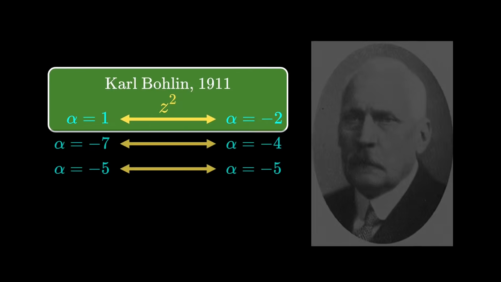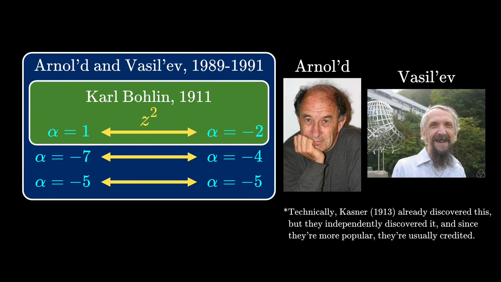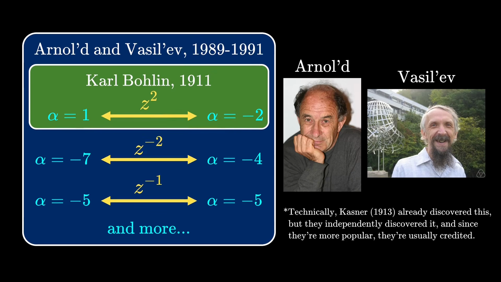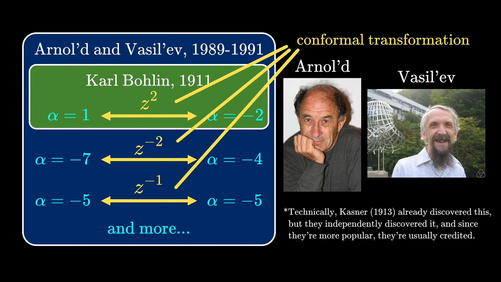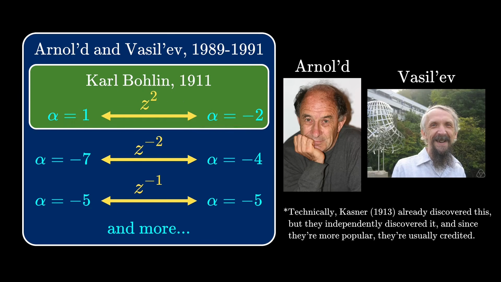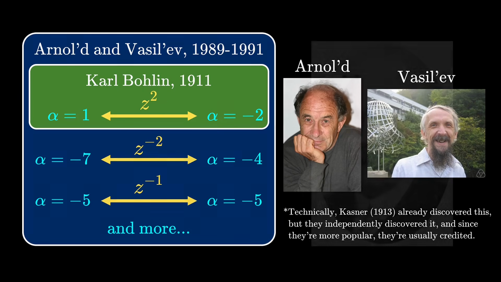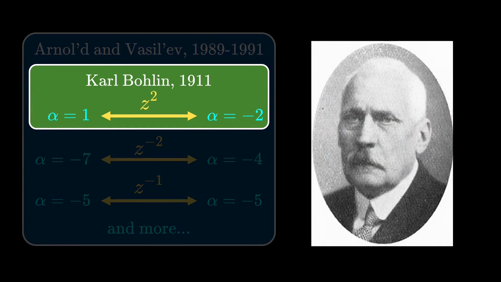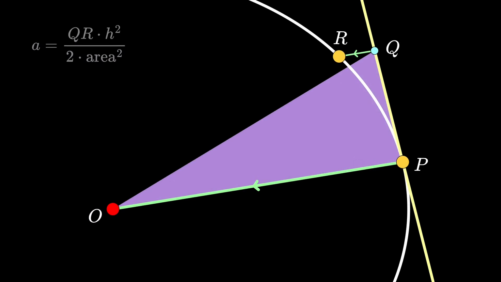But then Arnold and Vasiliev generalized the argument to all exponents to form different pairs, each pair with their own transformations. These transformations are what's known as conformal transformations, so these pairs are sometimes known to be conformally dual to each other. Let's first see why we can just square the track to switch between the two forces. We're going to use this formula from the previous video. Don't worry if you haven't watched it, here is a brief recap.